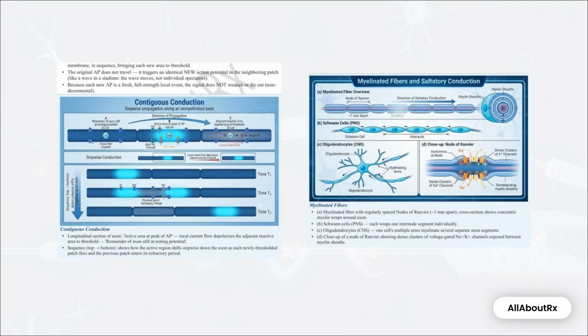Depending on the fiber type, the impulse propagates in one of two ways. In unmyelinated axons, we see contiguous conduction. It moves step by step, depolarizing every adjacent patch, like a stadium wave. But in myelinated fibers, which are wrapped by Schwann cells and oligodendrocytes, we get saltatory conduction. The impulse leaps rapidly node to node, completely bypassing the insulation to speed up communication significantly. It's roughly 50 times faster.